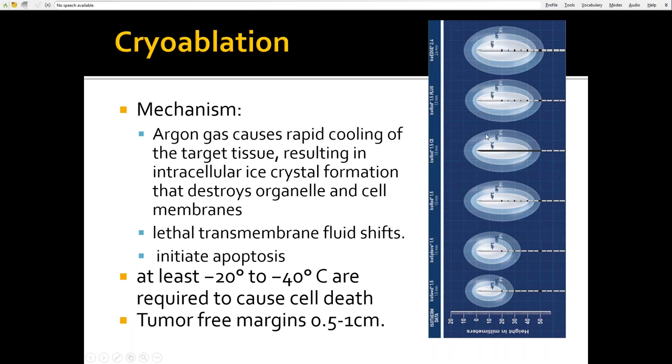So you're basically freezing the tumor, and what happens is you freeze the inside of the cells of the tumor, then you thaw the tumor out again for about 5 minutes or so, and then you refreeze it, and that refreezing will cause cell apoptosis and transmembrane fluid shifts, and basically the cells pop and they die. Again, you want to have a tumor-free margin of about 1/2 to 1 centimeter. So your goal with these probes is to border the tumor, and that creates a giant ice ball.